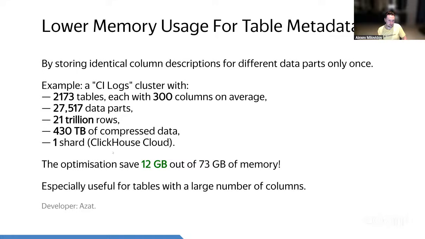And in this case, before optimization, just the metadata took 12 gigabytes. The servers were pretty big, maybe like 100, maybe 200 gigabytes of memory. And we just saved 12 gigabytes, almost for free. And it will be especially useful for you if you also have huge tables, a huge number of data parts on just a single machine or on a replica of a large cluster.